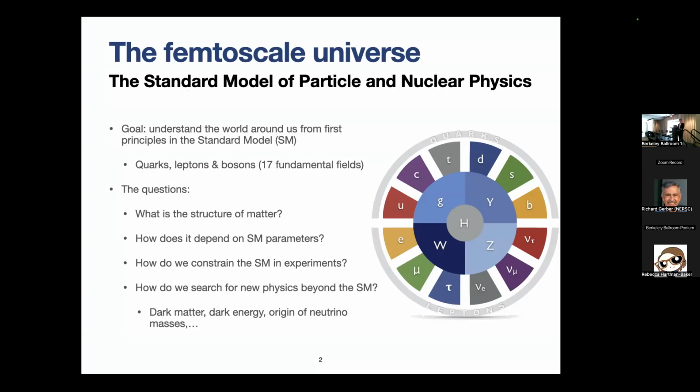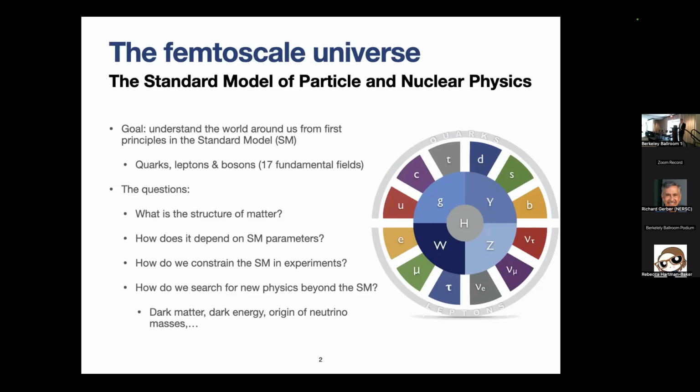So this theory is built from particles and forces, so it involves quarks, various different types of quarks, leptons like electrons and muons and neutrinos, and force-carrying particles called bosons that keep things together. And the big questions we really want to try and answer are: what is the structure of matter? How does it depend on the parameters in this standard model that's been written down? And how do we constrain this model in experiment? And how do we look for places where it doesn't describe things? So look for physics beyond the standard model.